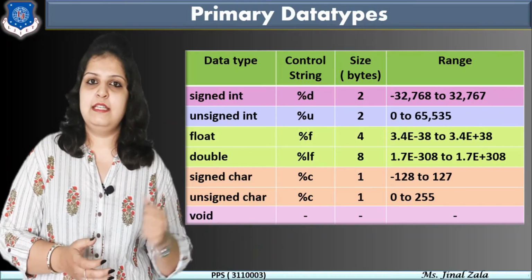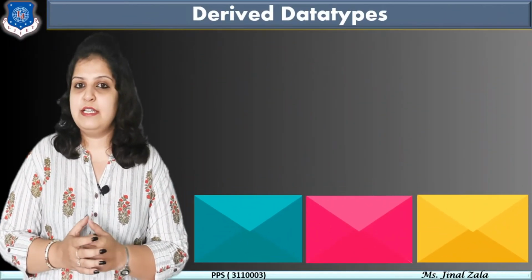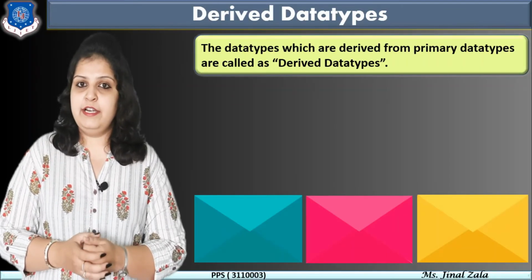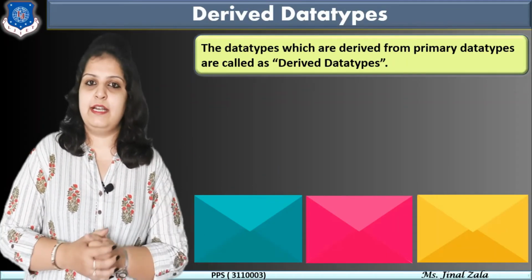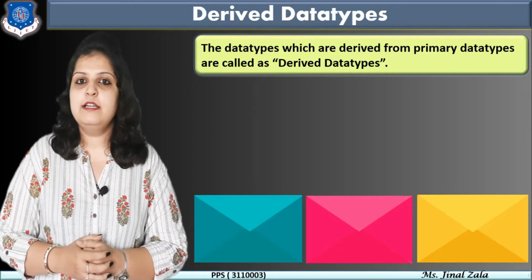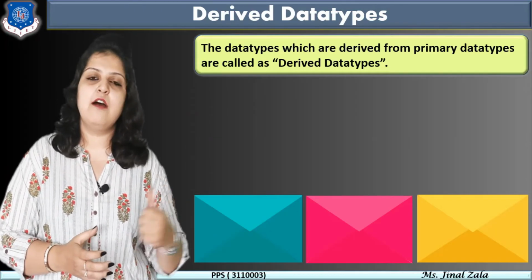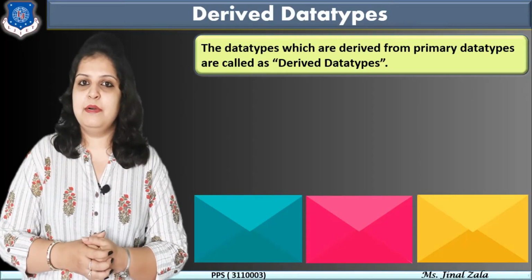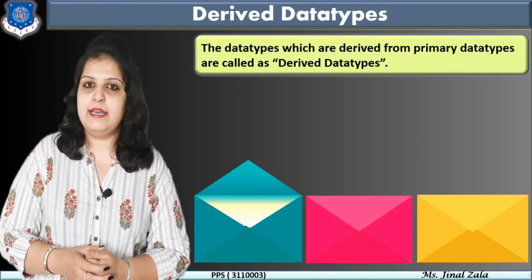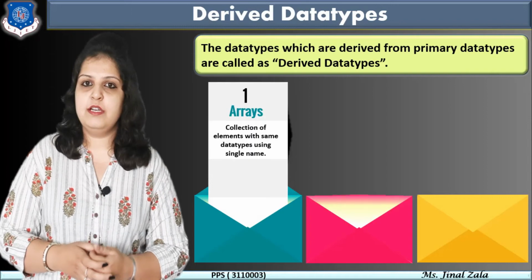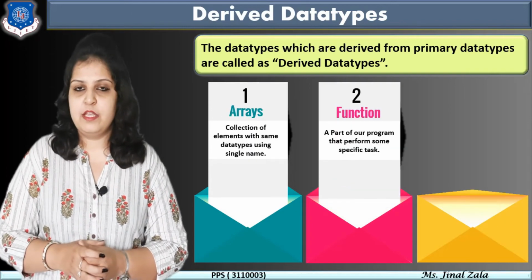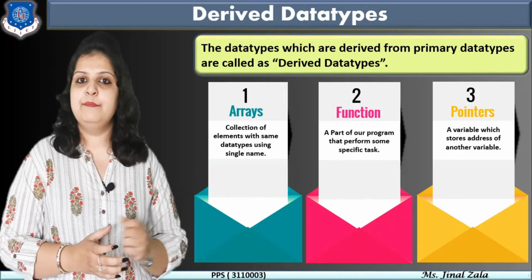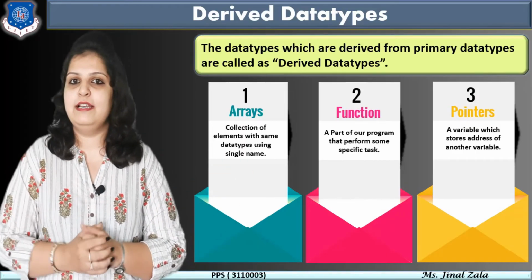Now next is derived data type. So what is derived data type? The data types which are derived from the primary data types are called derived data types. Already we have seen primary data types. So here the examples are, first is array, second is function, and third is pointer. These are all units, modules we have to learn later.